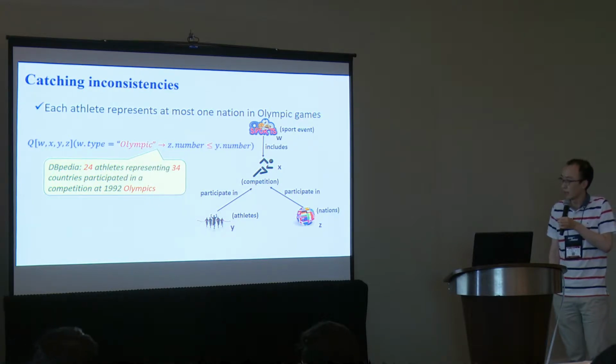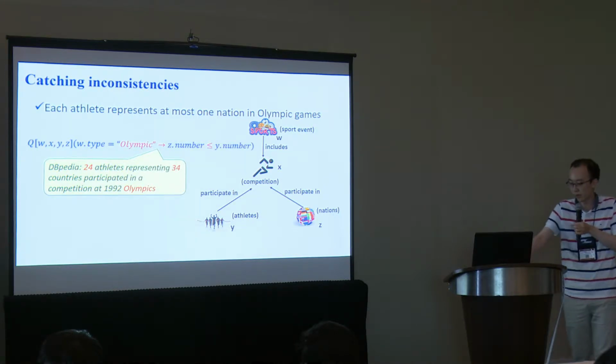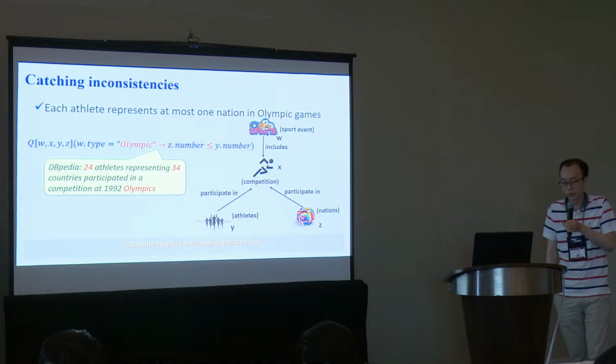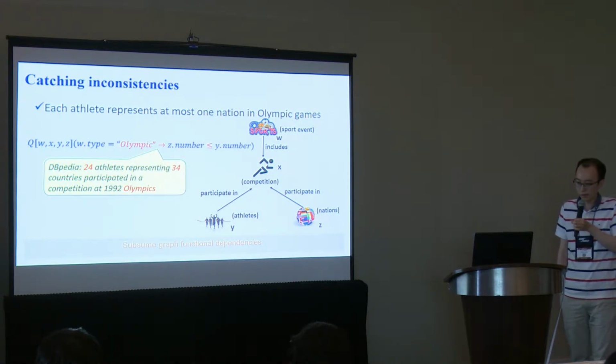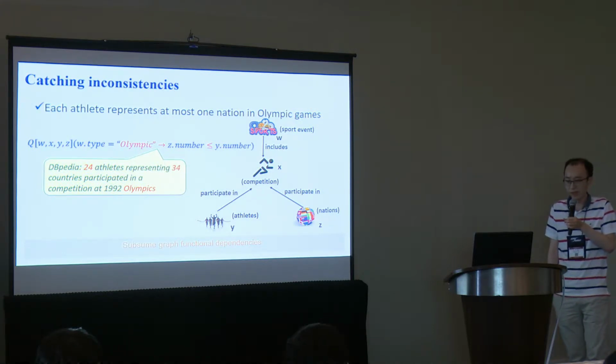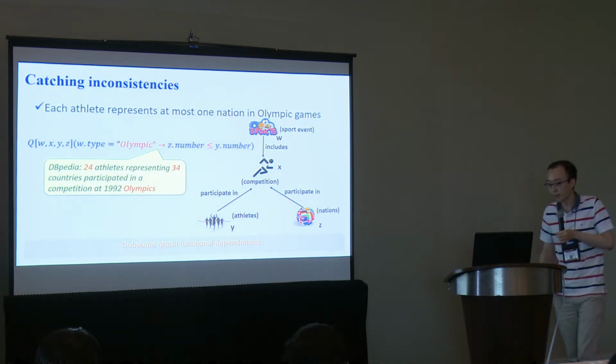DBpedia. And if we further require each nation just select a single athlete, then equality checking among the two values is enough, and graph functional dependency works under this case. So the existing graph functional dependencies are just a special case of NGDs.